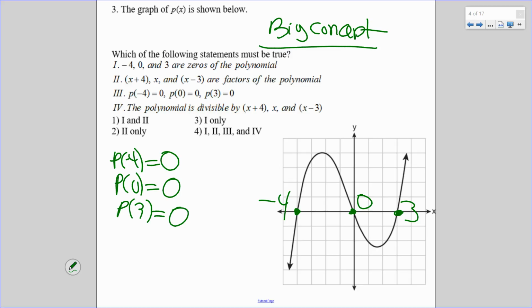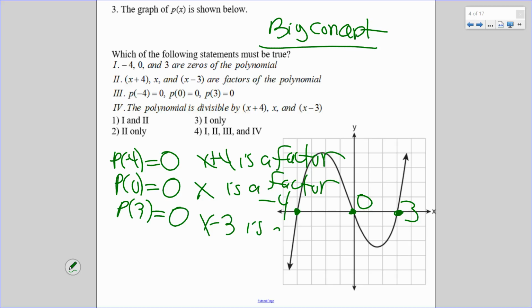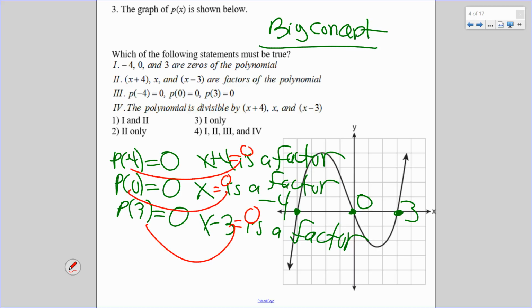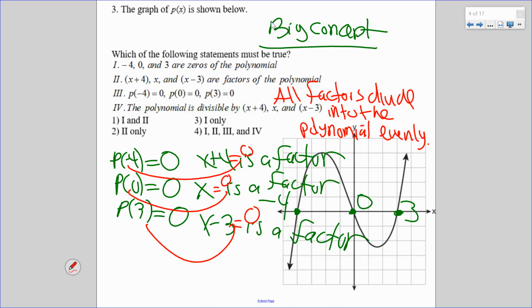So if those are the zeros, you can determine the factors. If negative 4 is a 0, then x plus 4 is a factor. If 0 is a zero, then x plus 0, or just x, is a factor. And if 3 is a zero, then x minus 3 is a factor. Because if I were to set each of these equal to 0 and solve them, I'm going to get these values. If it's a factor, I also know that all factors divide into the polynomial evenly, without a remainder.